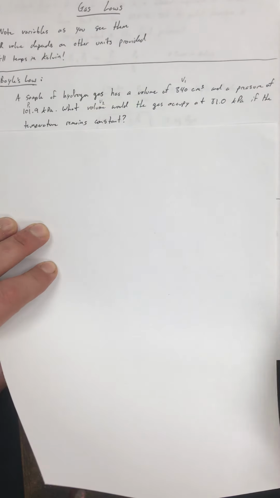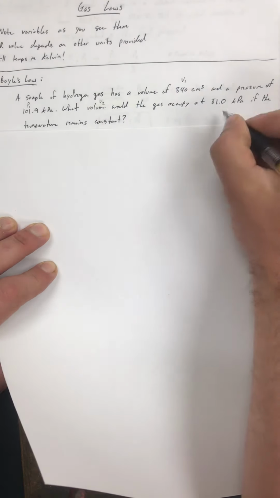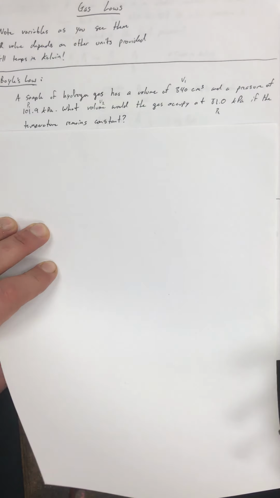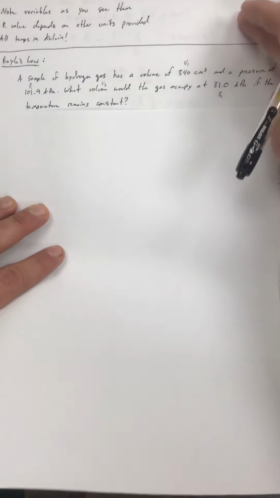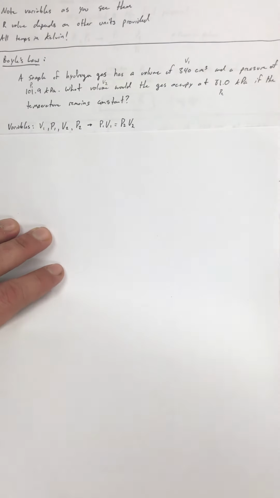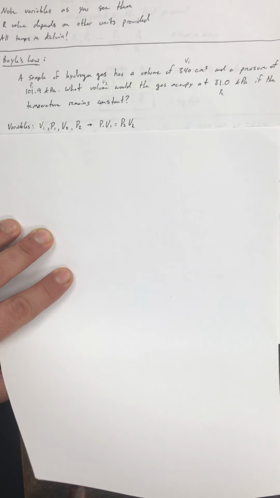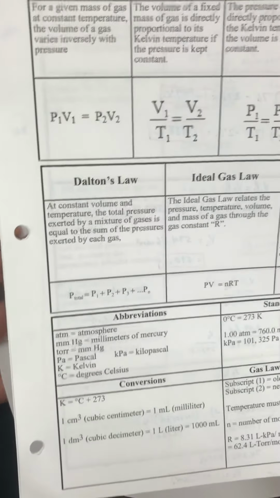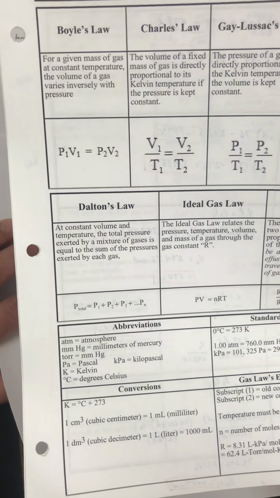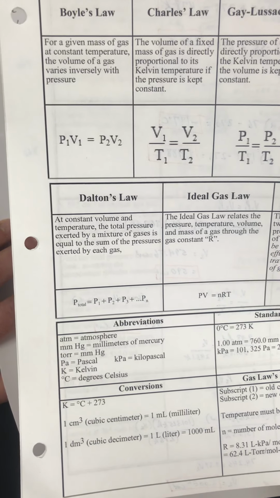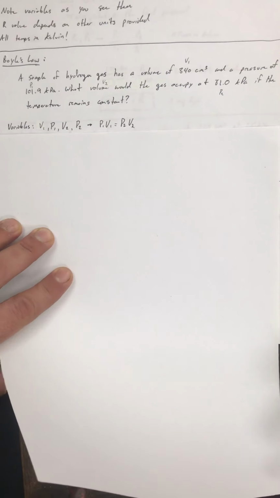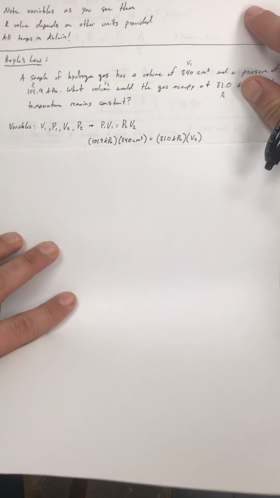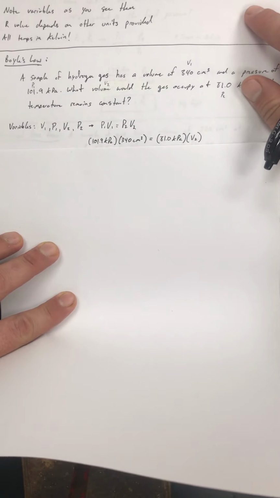Would the gas occupy at 81.0 kPa? There's our second pressure, if the temperature remains constant. So, the variables that we have: 2 volumes, 2 pressures. If we look at our formula sheet, that aligns with Boyle's law, P1 times V1 equals P2 times V2, and then you just have to plug it into your formula and do a little simple algebra.